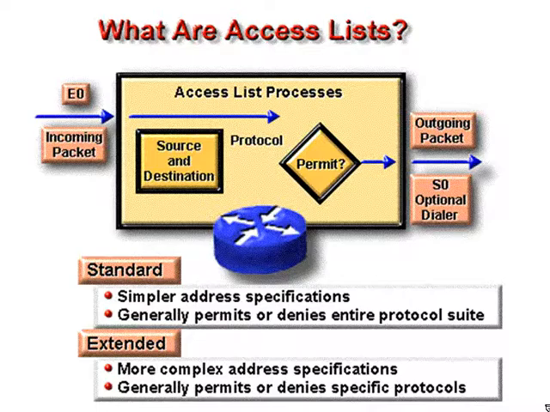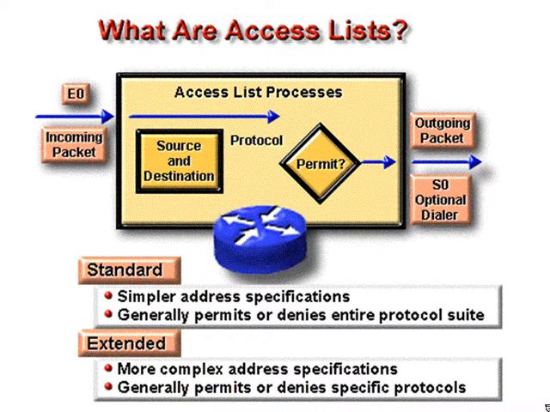In this presentation, we'll be looking at how we manage access to our networks using access control lists. An access list is a set of conditions that controls access both to and from a network segment. There are two types of access lists, standard and extended.